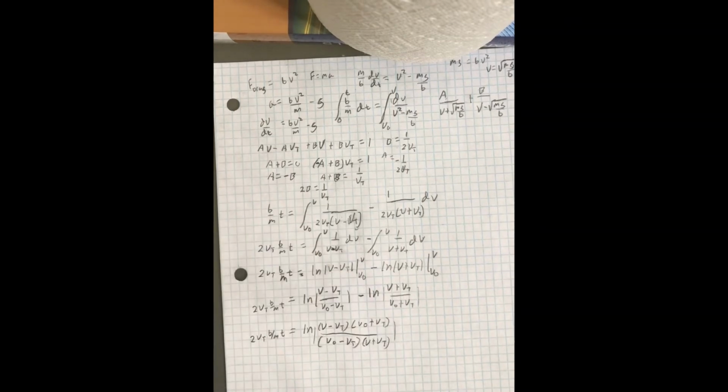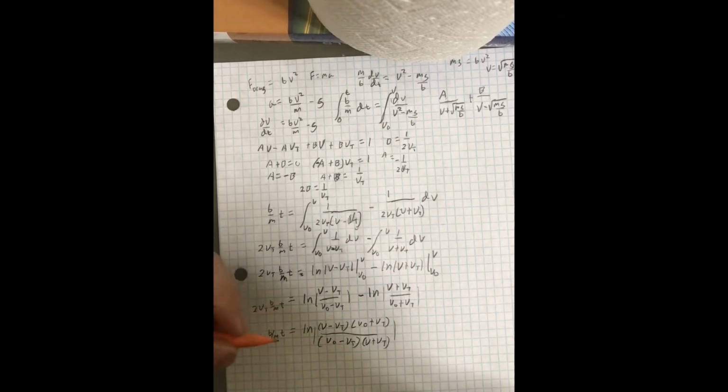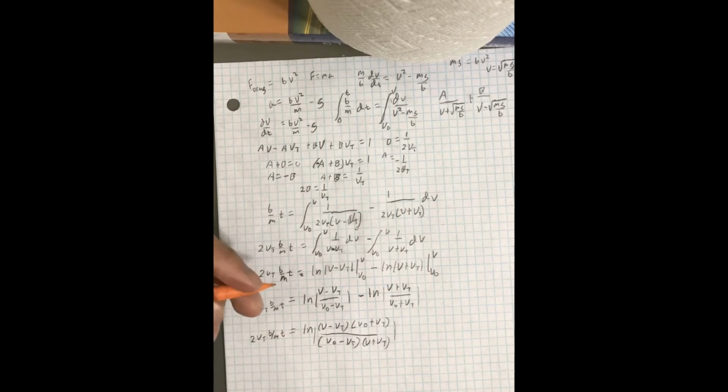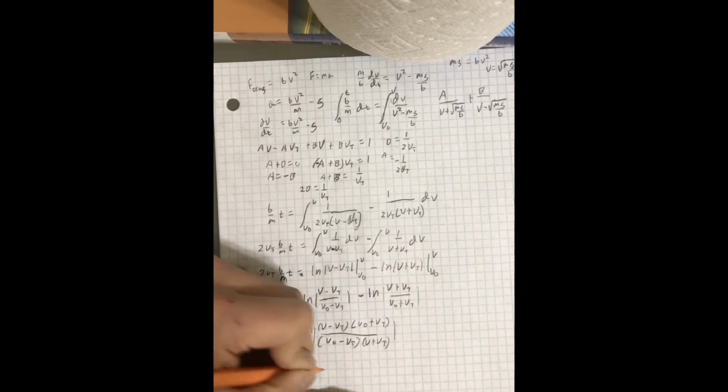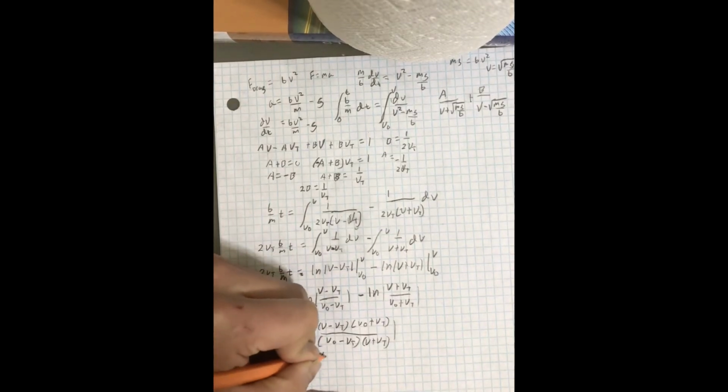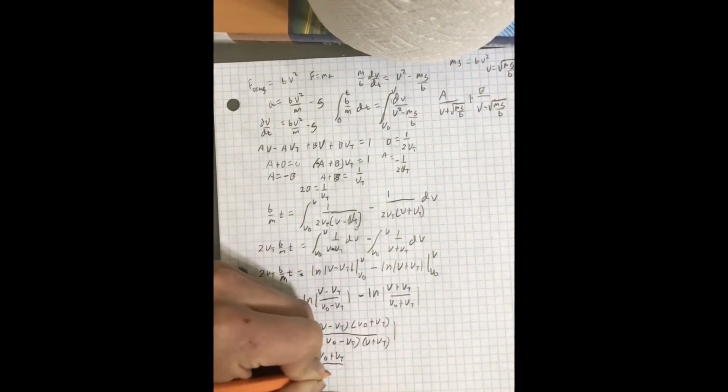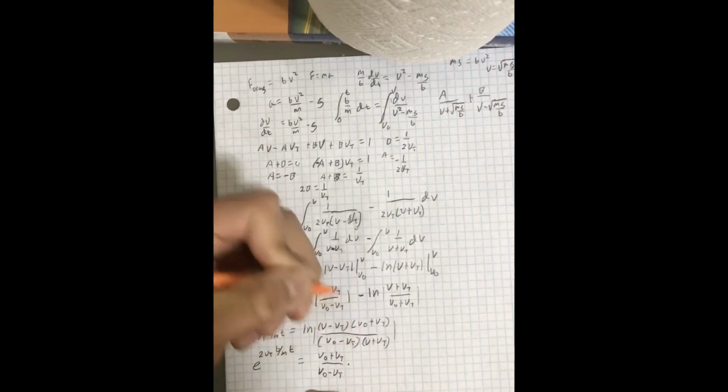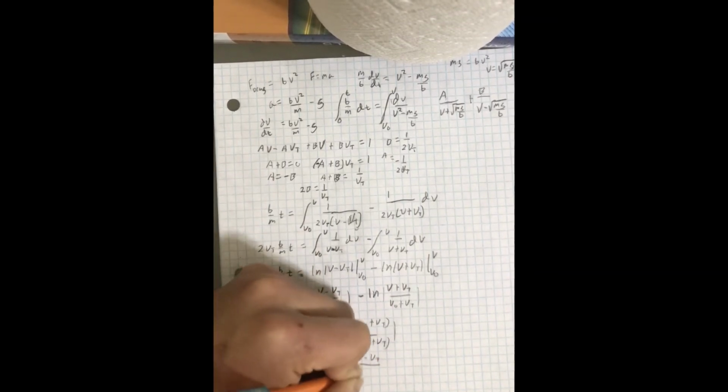Now this gives us time as a function of velocity, but we want a function of velocity with respect to time. So we're going to need to find basically the inverse of this. We're going to have e raised to both sides. And so we're going to have e to the 2 vt b over mt is going to be equal to v naught plus vt over v naught minus vt times v minus vt over v plus vt.